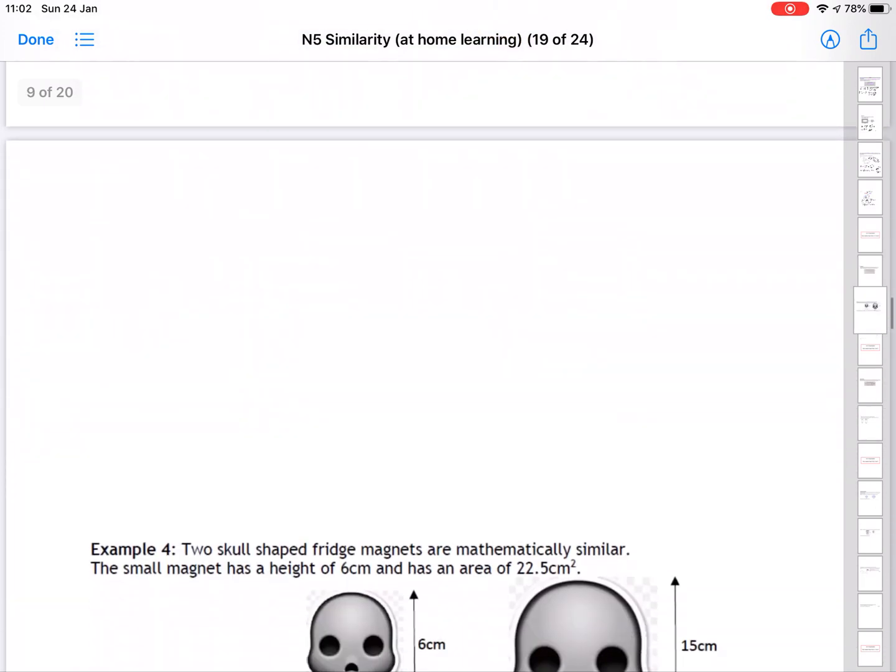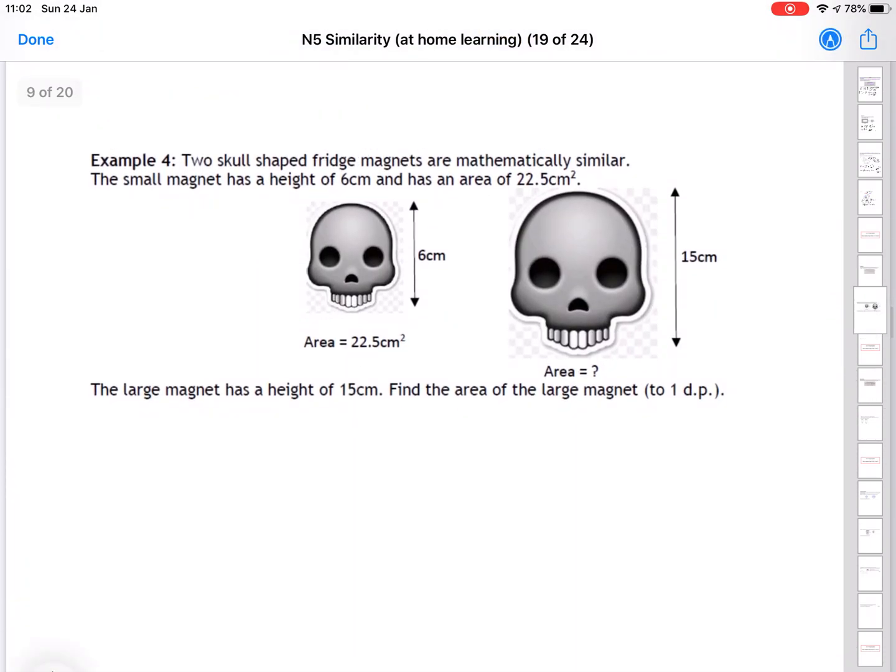So let's try example 4 now. We have here 2 skull-shaped fridge magnets that are mathematically similar. We're told the smaller magnet has a height of 6 centimetres and an area of 22.5 centimetres squared. The large magnet has a height of 15 centimetres, and we're being asked to find the area of the larger magnet. This question is also to 1 decimal place. So we're looking for the area of the larger shape.